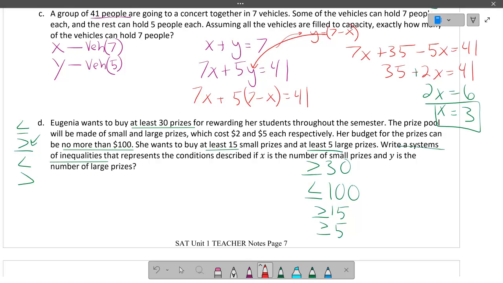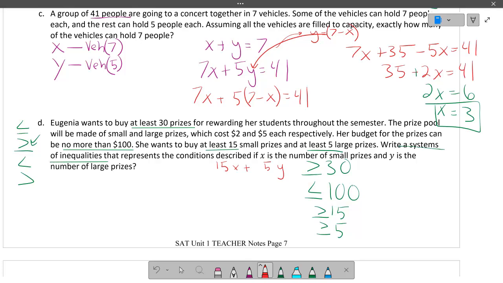What does 30 represent? Number of prizes, right? So if I say 15x plus 5y, what does x represent? The number of small prizes. And then y is the number of large prizes.